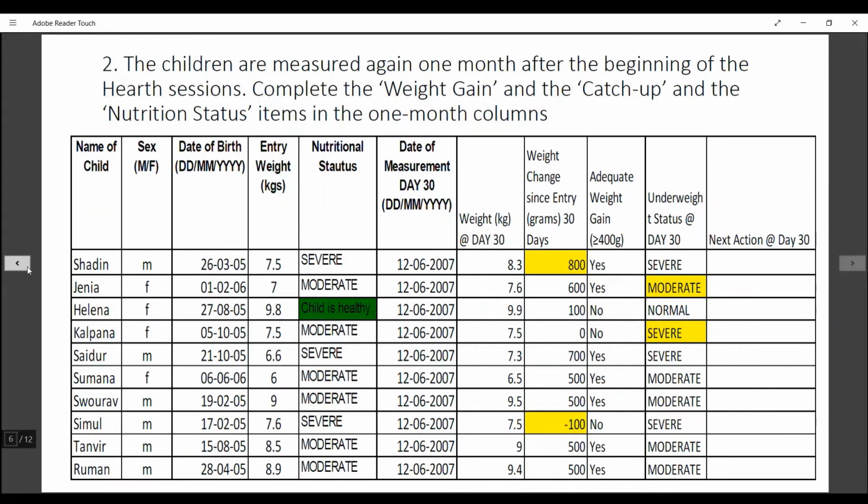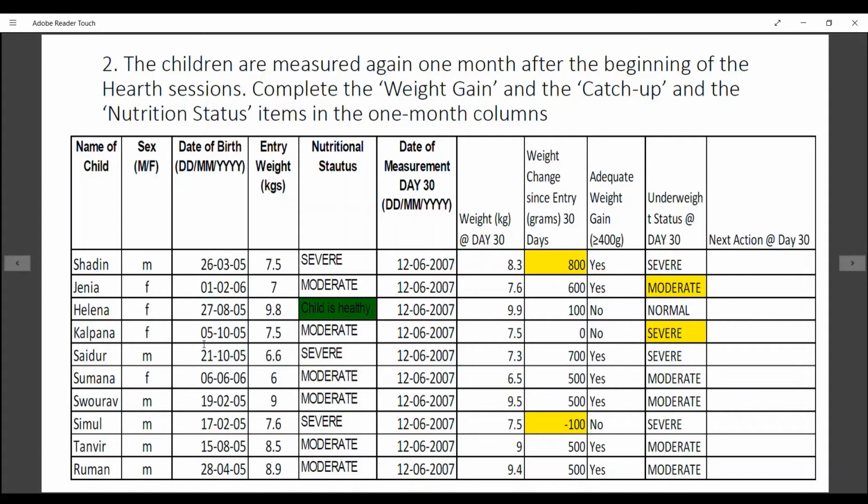So all the time when you see the data, you need to go back to each individual child and treat one case as unique and provide follow-up to those cases. For instance, we can see that Jania was admitted as moderate and is still moderate, but we can see that the weight change and the weight gain has been positive. Actually, after 1 month, she has been able to gain 600 grams. So it seems that the progress is good.